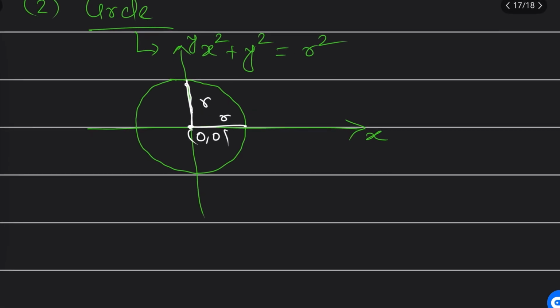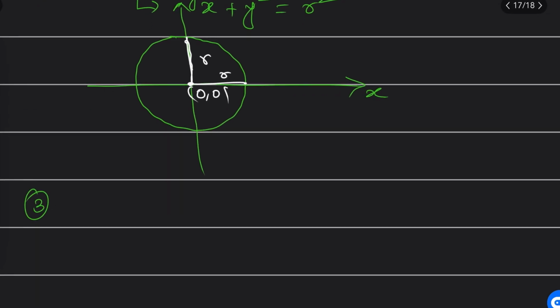Third, sir, if I'm talking about the third point, area and circumference we already discussed, so no need to discuss again. The next is I'm going to discuss parabola.